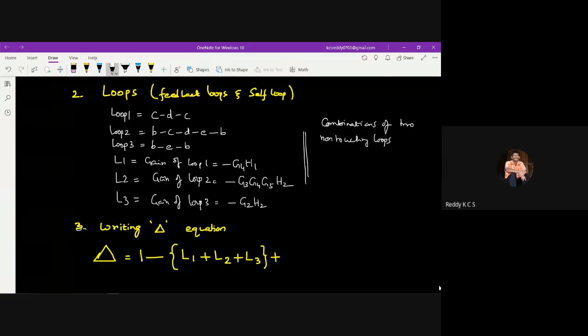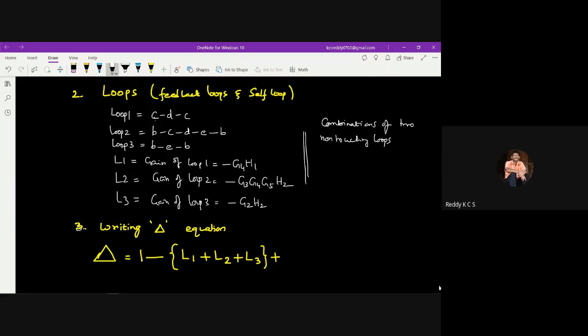Here, loops should be non-touching, in the sense that there should not be any common node. If you look at loop 1, C, D, C is there, and in loop 2, B, C, D, C is there. C is common to these two, loop 1 and loop 2. So these are not said to be non-touching because they have a common node. Loop 1 and loop 2 have a common node here.